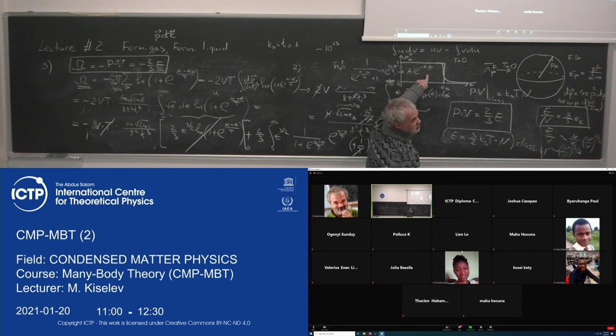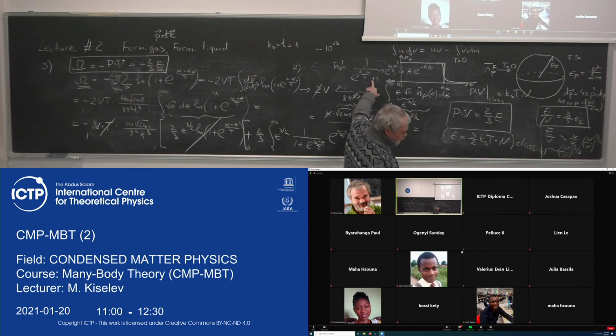So you can find a correction to this Boltzmann distribution function, which will come with a different sign, because for the Fermi distribution function we have a plus, for the Bose distribution function we have a minus. So this correction to the Boltzmann distribution function will be different for fermions and bosons, with a different sign.